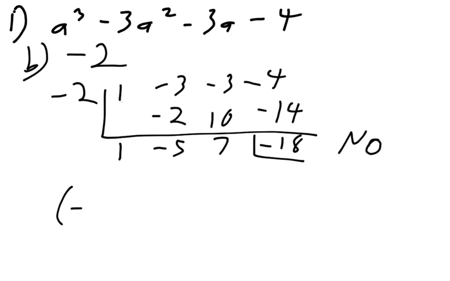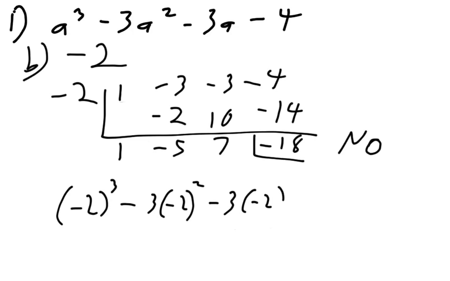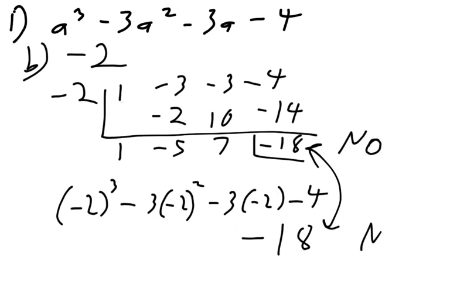When I plug it in, I make sure I put it in parentheses, because without parentheses, there's a chance that my calculator will not do the correct order of operations. And when I plug that in, I also get the answer of -18. Notice that the remainder and the answer I get were the same in both problems, and so the answer once again is no. You only have to do it one way, not both ways.